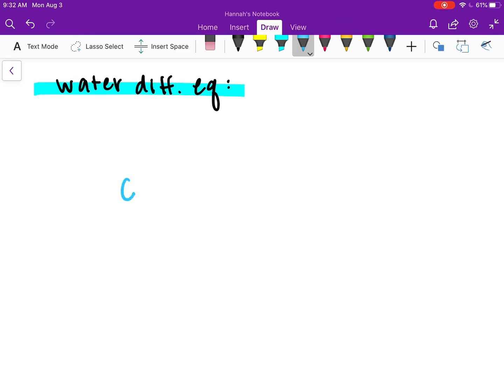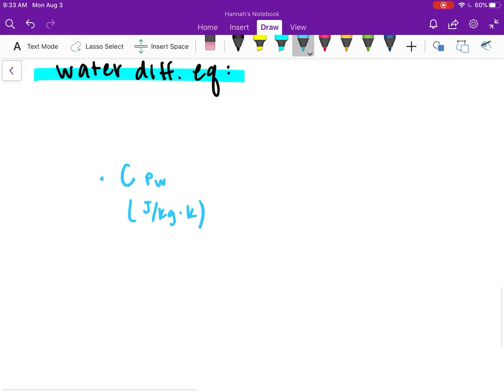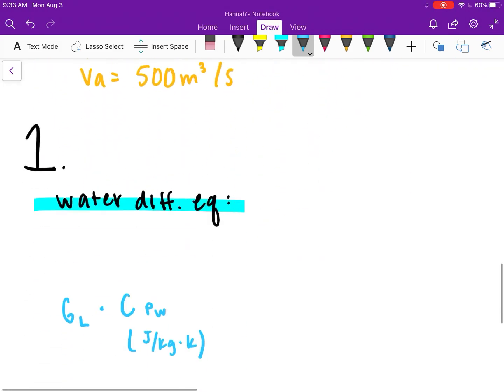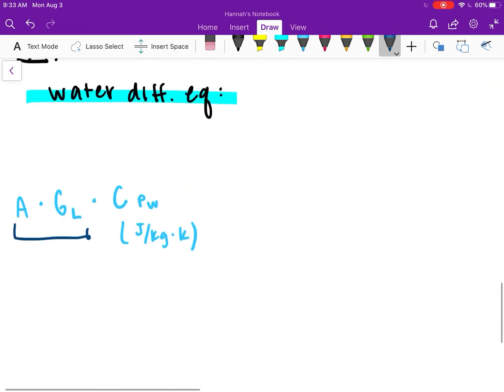So we're going to start with the heat capacity of water, and that is in joules per kilogram Kelvin. And we're going to go ahead and multiply that by the flow rate given in the problem, which is the mass flow rate per area that we solved for right up here, this G_L, times the area. And so that really, when you look at it, this is just the flow rate given in the problem, which is just that 50 kilograms per second.